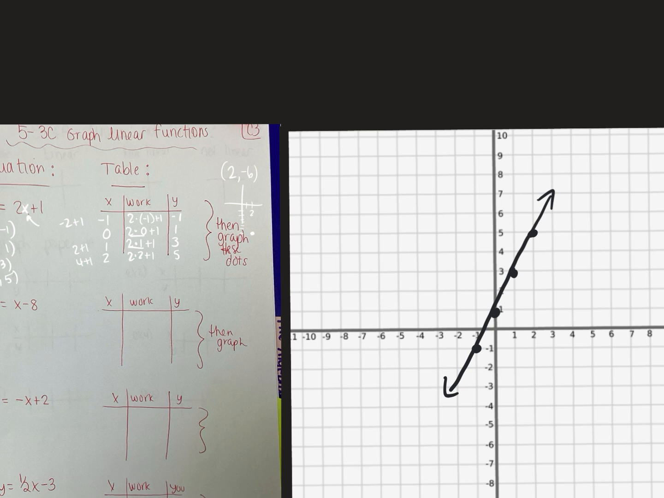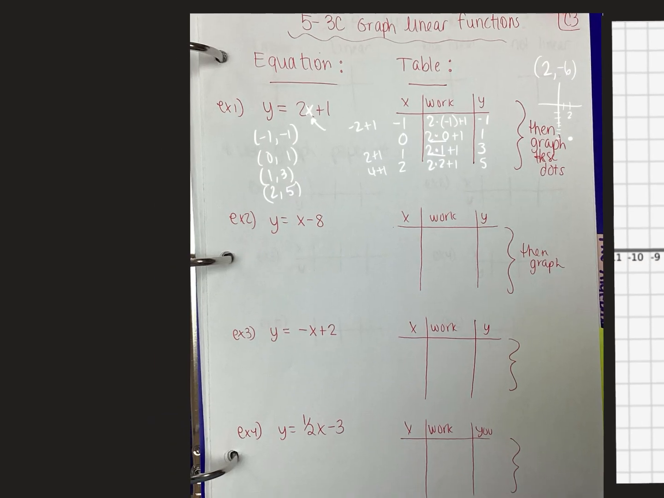You don't need to pull out a ruler unless you just want to. My older daughter could not stand to draw an imperfect line, so every time she did this homework, she pulled out a ruler. All right, let's look at example 2.